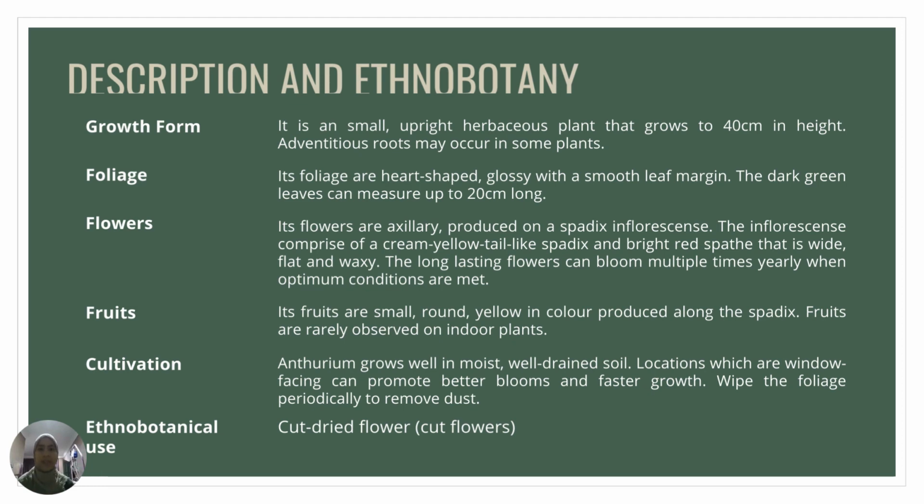The long-lasting flowers can bloom multiple times yearly when optimum conditions are met. As for the fruits, they are small, round, yellow in color, produced along the spadix. Fruits are rarely observed on indoor plants. As for the cultivation, Anthurium grows well in moist, well-drained soil. Window-facing locations can promote better blooms and faster growth. Wipe the foliage periodically to remove dust. And as for the ethnobotanical use, it is a cut-dried flower.